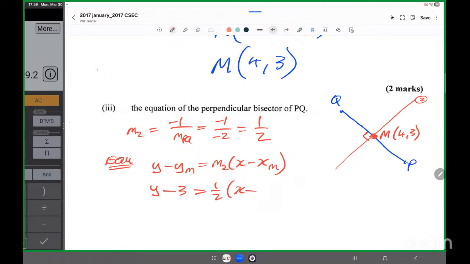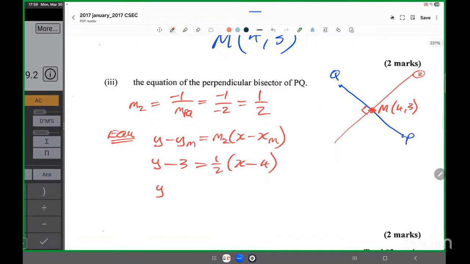Let's see that. So it's y minus 3 equals, because this half times this 4 is a whole number, I'm going to multiply the half through this bracket. So half of x is half x. Half of negative 4 is negative 2. Then this 3 comes over and becomes a positive 3. 3 minus 2 is 1. So it becomes y equals half x plus 1. That's the answer for the perpendicular bisector of the line PQ.